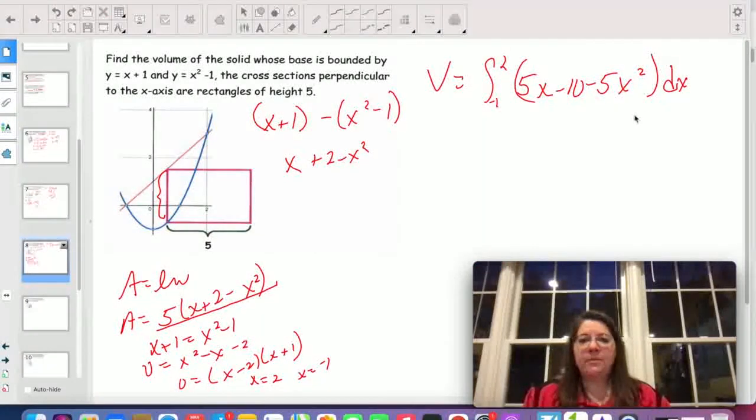So here's my setup. You can go through and solve that if you'd like. Make sure you're getting it right. I would go through and do a few of these. Just pause the video, make sure you're getting them right, make sure your integration is okay, and then I would go ahead and check them on your calculator.